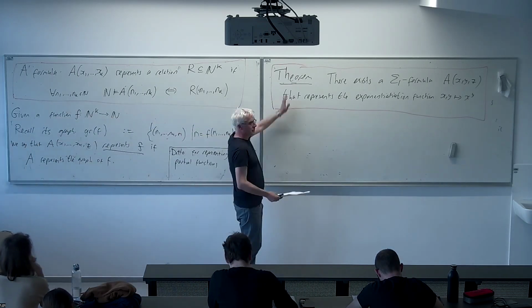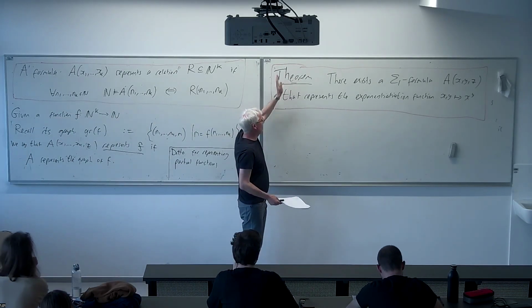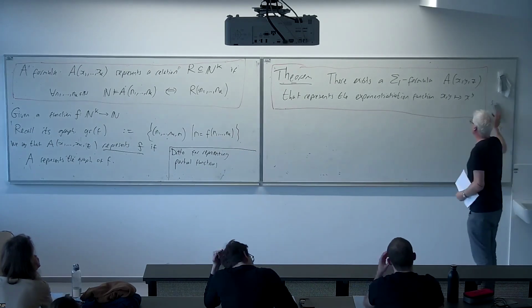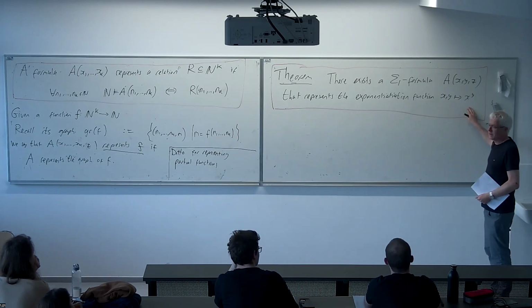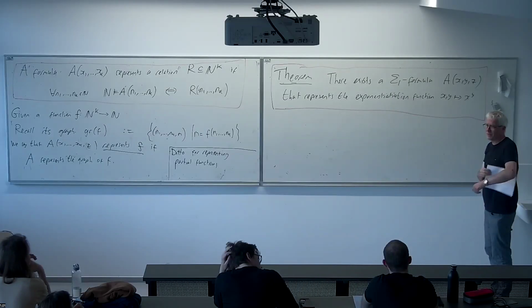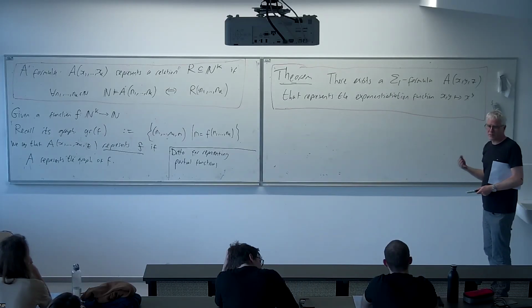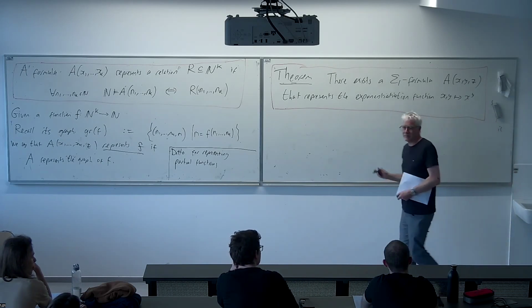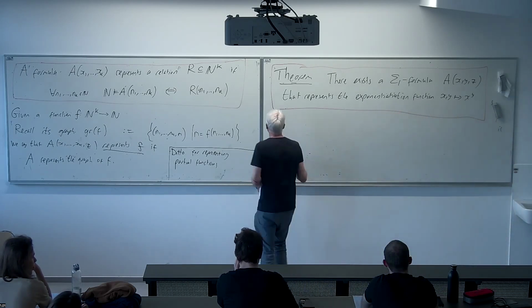Okay, so the goal is to prove the theorem: there exists a formula representing the exponentiation function, namely representing its graph, so it's going to be a three-variable formula. Because there were questions on the notion of representability, maybe I'll just make a few remarks about representability.